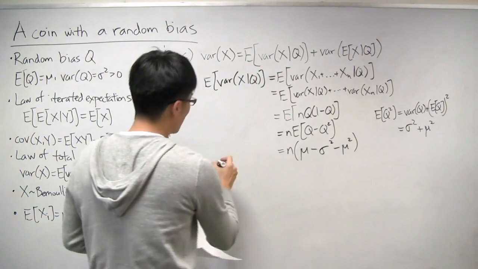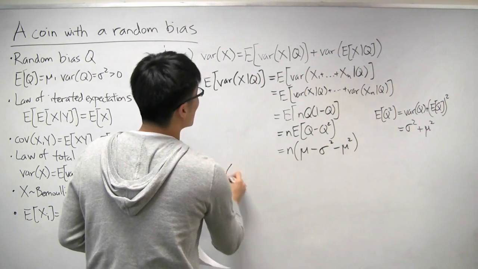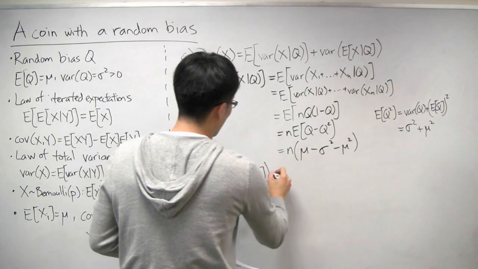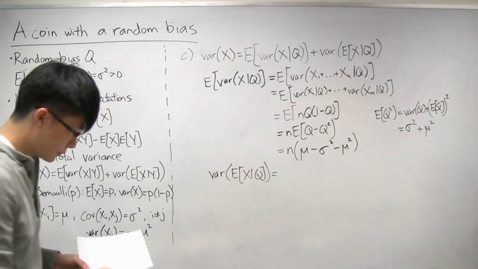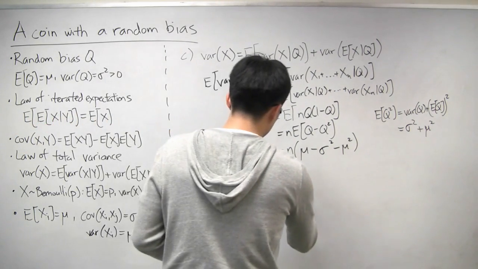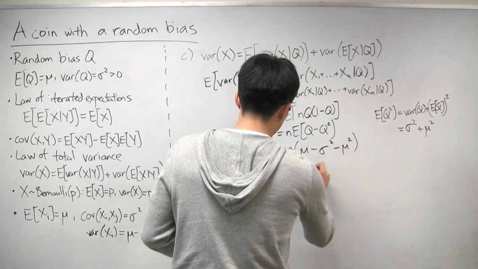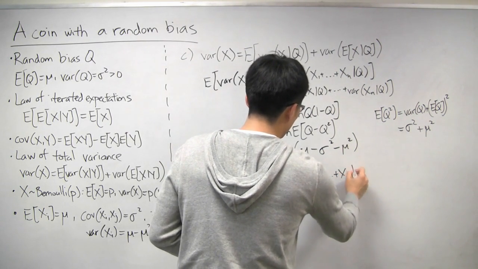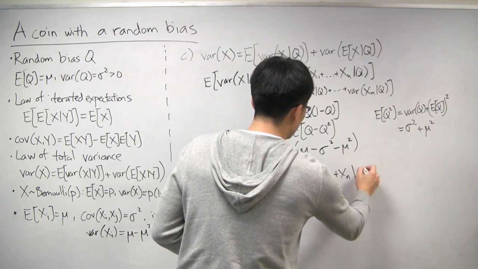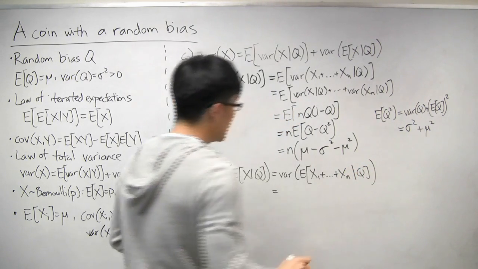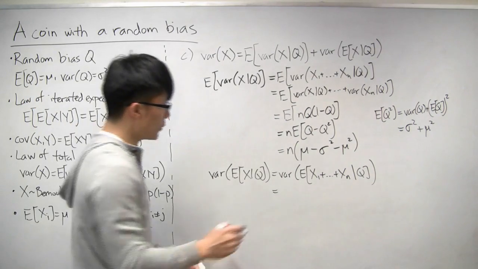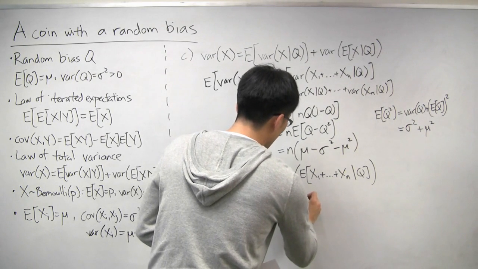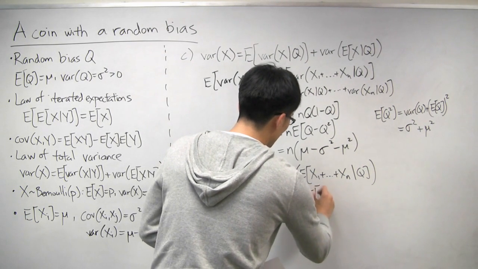Now let's do the second term. The variance of the conditional expectation of x given q. And again, what we can do is write x as the sum of all these xi's. And now we can apply linearity of expectations. So we would get n times one of these expectations.